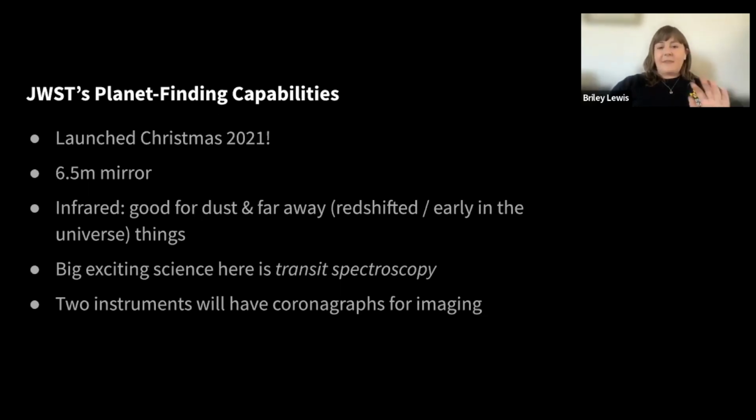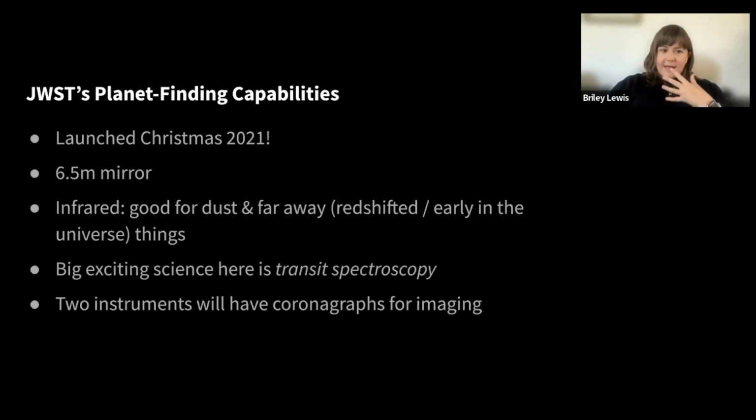And the big exciting science, the thing that JWST is really good at is transit spectroscopy. So someone mentioned earlier about transits, how you can actually see the light curves. And transit spectroscopy means you get light curves in different wavelengths, and you can use those to figure out where more light is being absorbed by the planet, and kind of back out a spectrum. But there are also some instruments that have coronagraphs for imaging.